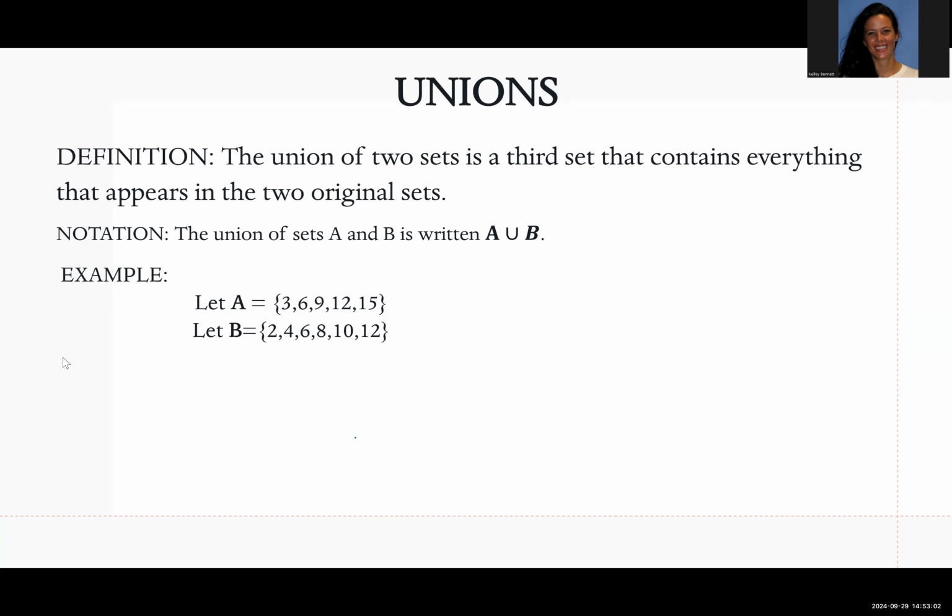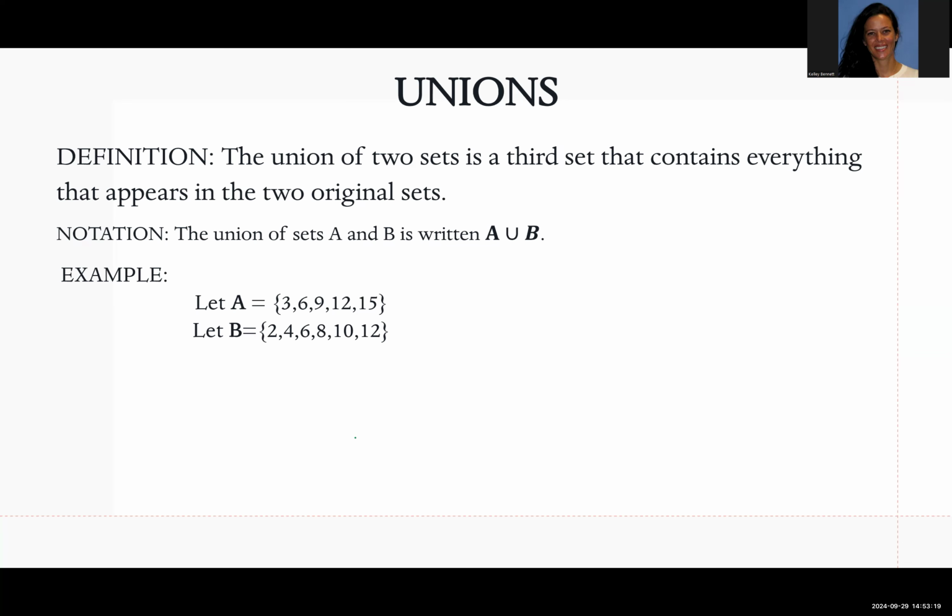We can take the union of two sets. So the union of two sets is a new third set that contains everything that appears in the two original sets. And we have notation for this. It looks like a fancy letter U for union. So we have A union B.